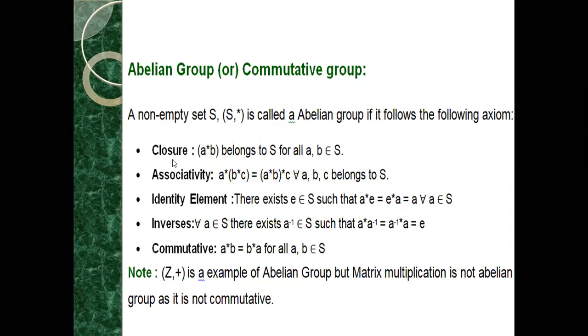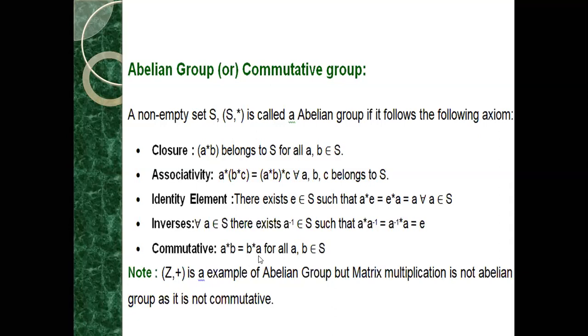First law is closure, as we discussed in group. Then associative, identity element, inverse. Along with these four laws, we have another law here, that is commutative law, that is a star b is equal to b star a. So along with these four properties, if we satisfy this law, we can say that the given group is an abelian group or commutative group. So the five properties, what are they?